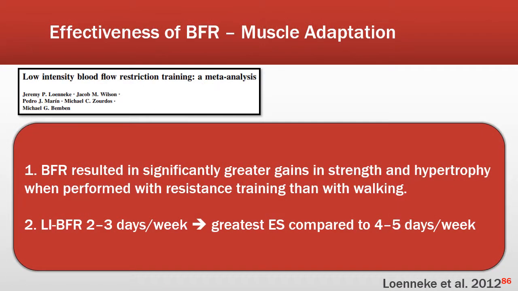Okay, the conclusions that Lenicky and his group came to within this meta-analysis: BFR resulted in significantly greater gains in strength and hypertrophy when performed with resistance training or walking. So they also included walking. We'll get to blood flow restriction training in the presence of aerobic training in slides to come, but they also included those studies within this meta-analysis. The low-intensity BFR 2 to 3 times per week is just as good as that of 4 to 5 times per week of BFR. Thus, you can do it 2 to 3 times per week to get the maximal effect of strength and hypertrophy.